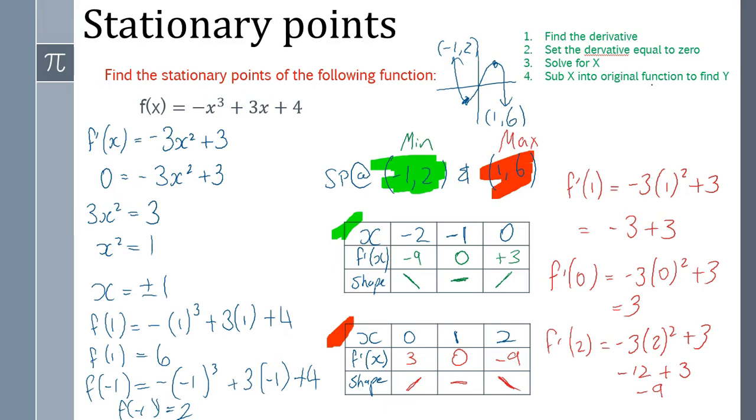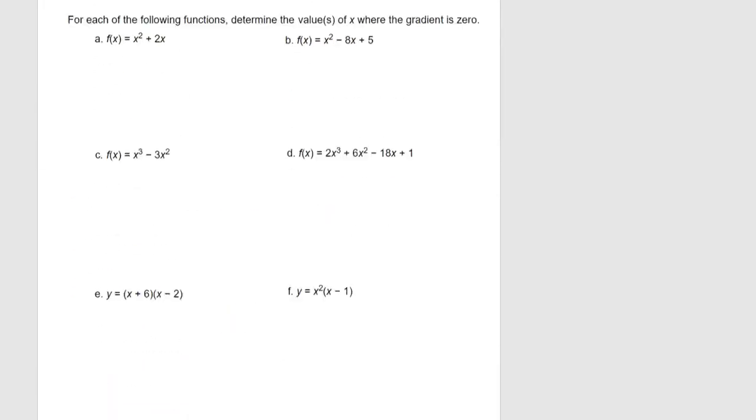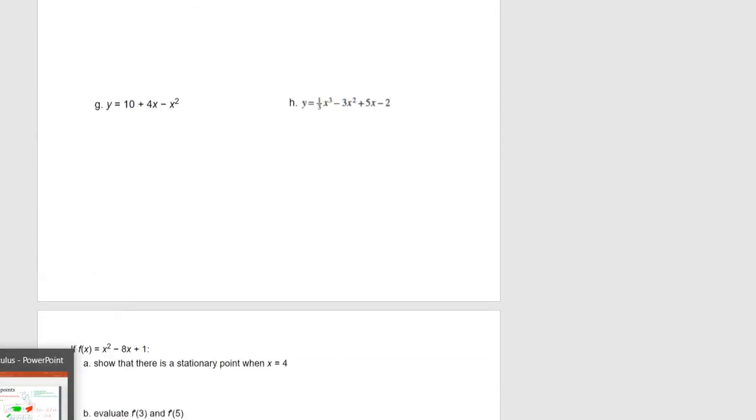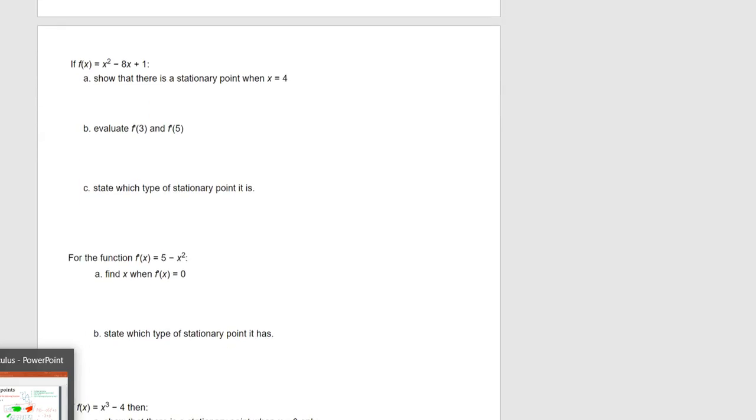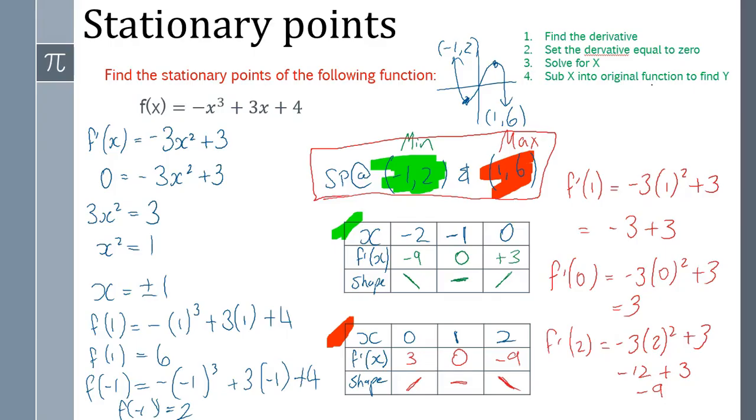point. Okay, so up to here, with those 2 points, we'll answer most of those questions on your sheet. The ones that ask you to justify, so say here, state what type of stationary point it is, you will have to do that table.